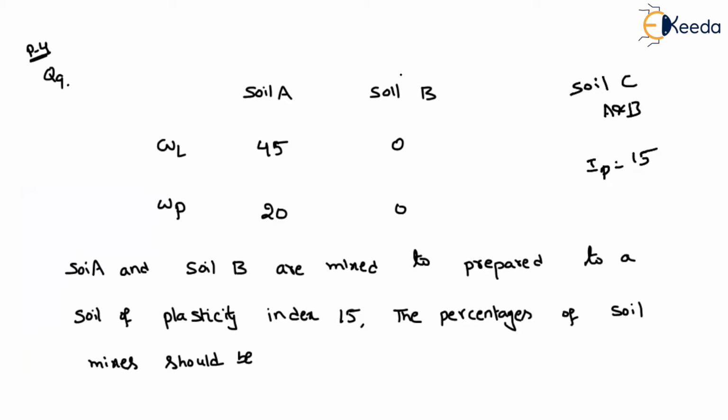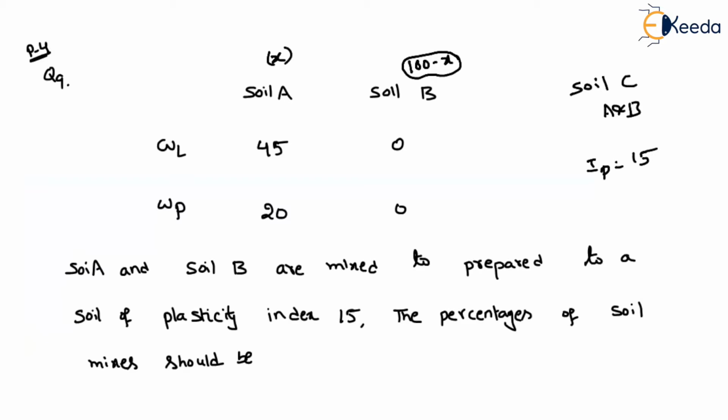Let us say that if A is mixed at X%, then how much percentage of B will be? Obviously, it is 100 minus X. Then how can I find this X value? If I know X, automatically I can know the remaining value. What is meant by plasticity index? That is nothing but liquid limit minus plastic limit. Is there any other definition other than subtracting these two? No, right? Then we can use it like a summation.